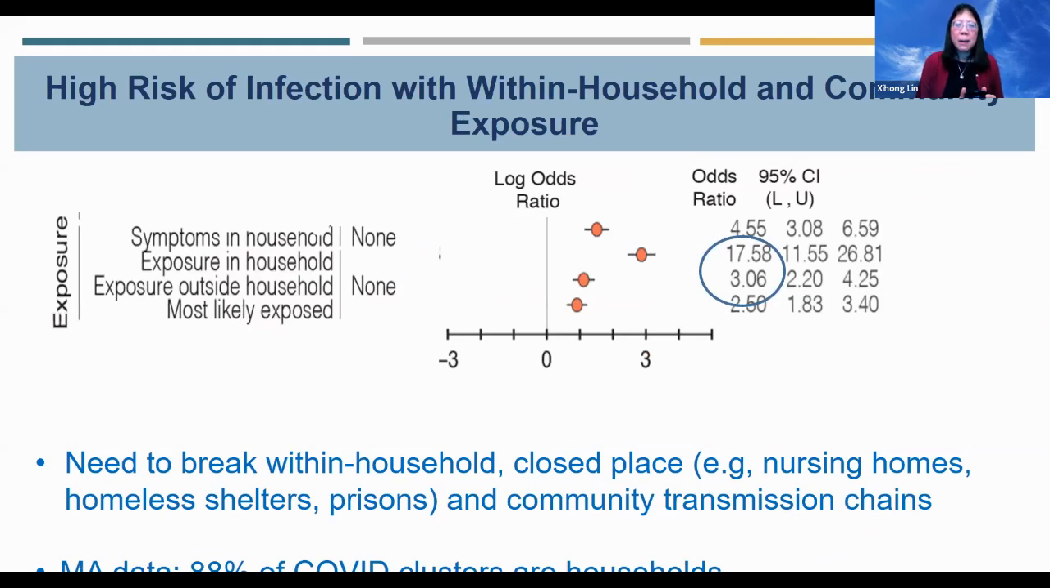And also we found that household exposure and also community exposure are significant risk factors. So if you look at here, if somebody has a household exposure, then the odds ratio of being infected is almost 17, that's very high. If somebody has a community exposure, then the odds ratio of infection is about 3. And so what this tells us is it's important to break the transmission chain within households and closed places such as nursing homes, homeless shelters and prisons, and also community transmission. And so this result is consistent with the CDC result and also the Massachusetts dashboard. So for example, the Massachusetts dashboard showed that 88% of the COVID clusters are household. So therefore, it's important to protect loved ones, the family members.